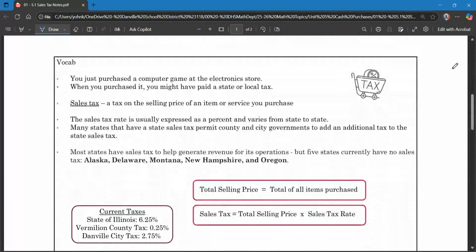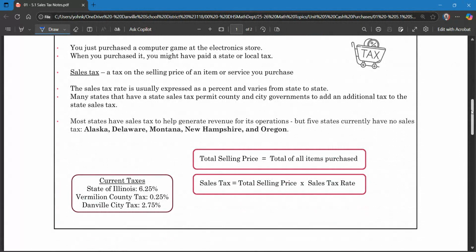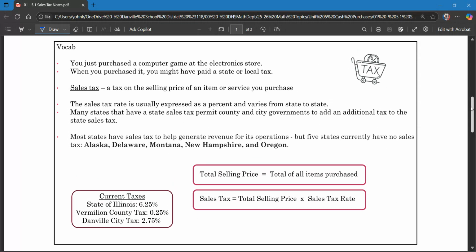Why? So you just purchased a computer game at the electronics store. When you purchased it, you might have had to pay a state or a local tax. You might have even had to pay both. Sales tax is a tax on the selling price of an item or a service you purchase. So whether you get your oil changed, you're going to have to pay tax. If you go to Walmart and buy the oil and all the supplies yourself, you're still going to have to pay tax. The sales tax rate is usually expressed as a percent and varies from state to state.